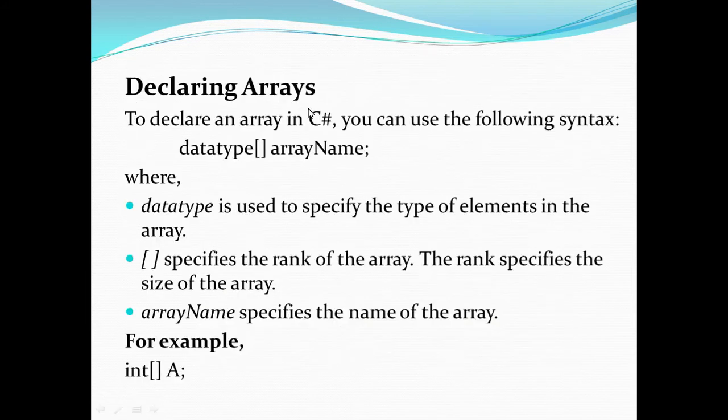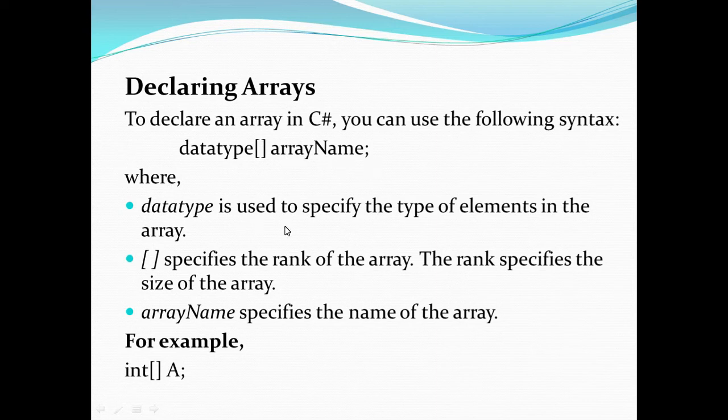So here we should understand how to declare an array. To declare an array in C#, you can use the following syntax: data type, then the bracket sign, and then a space, then the array name.